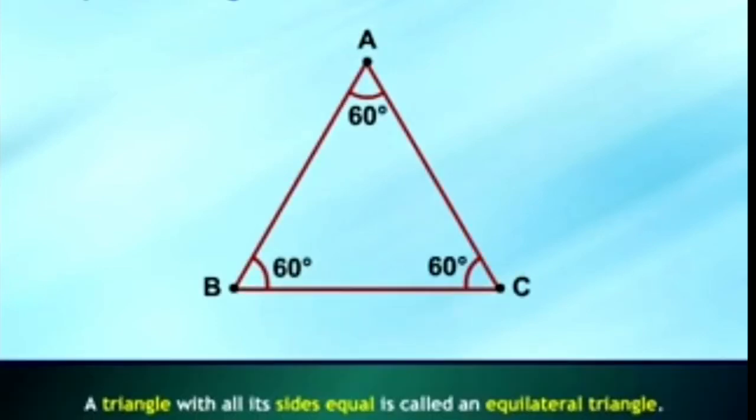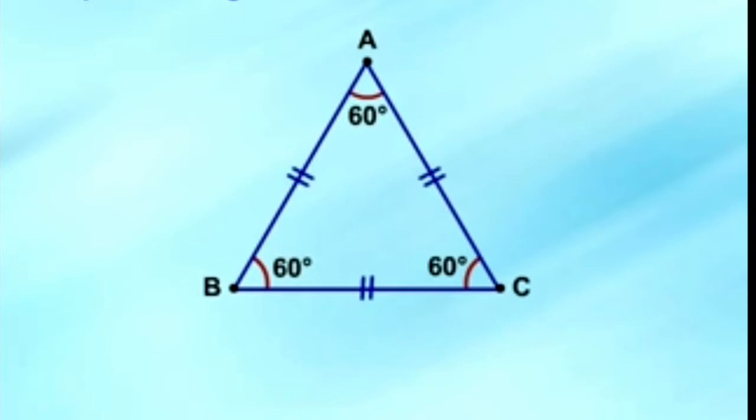Now next comes equilateral triangle. A triangle with all the three sides equal is called an equilateral triangle. Here we can see the three sides, that is AB, BC and CA. These three sides are equal. The three angles are also equal. Angle A in an equilateral triangle ABC is equal to angle B, is equal to angle C, and each is equal to 60 degree.